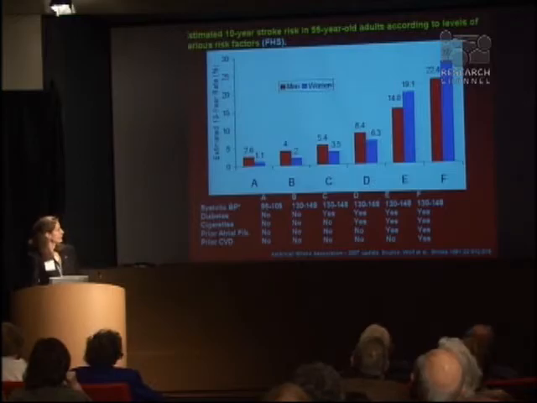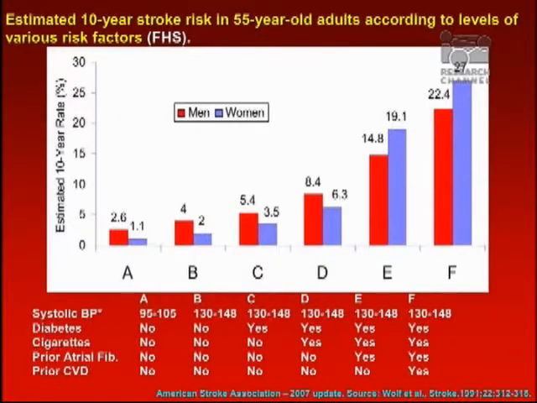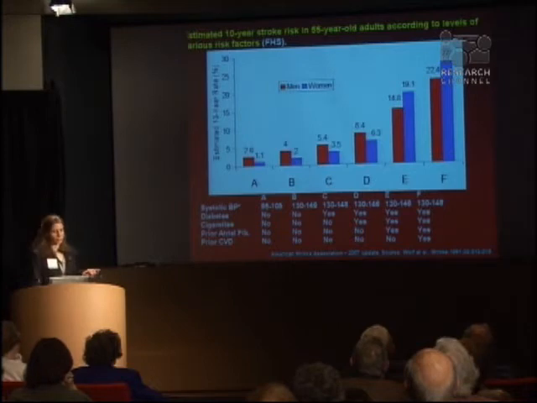So I put this slide in. It's a busy slide, but the point of the slide is that in section A, you have no risk factors, and section F is where you have multiple risk factors. And as you can see in both men, which is the red, and women, which is the purple, your risk of stroke increases with increasing risk factors. And this is an estimated 10-year risk in a 55-year-old adult according to the level of various risk factors, with, again, F having the highest number of risk factors.